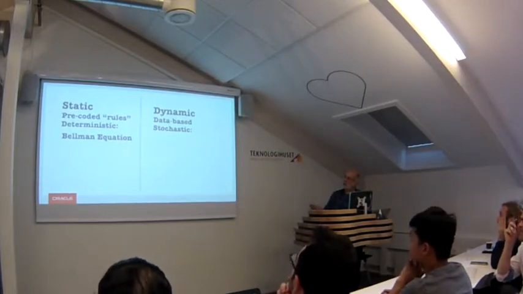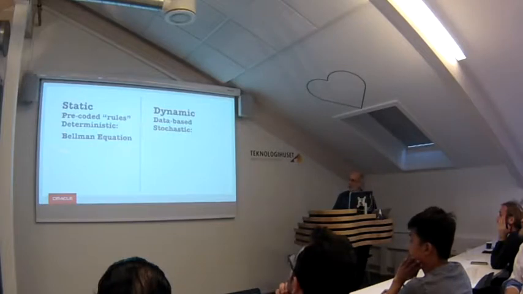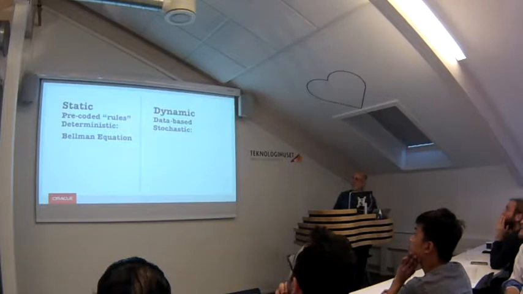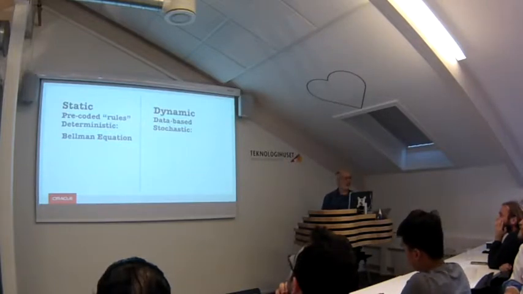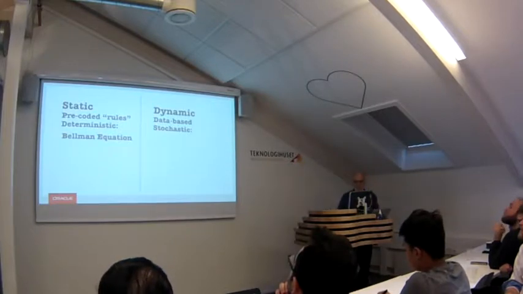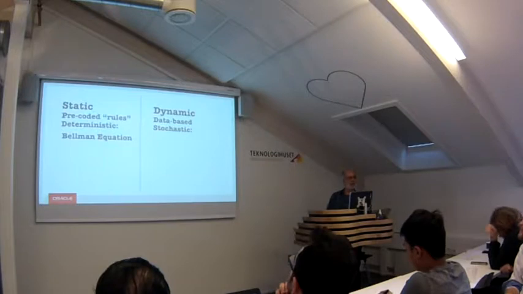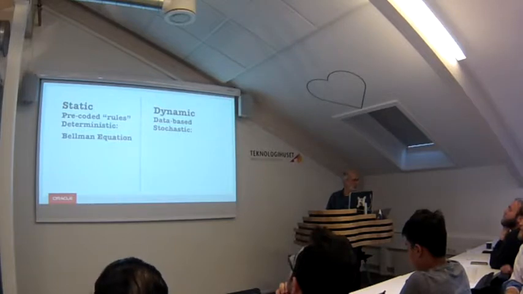Okay? There are the static and the dynamic ones of reinforcement learning. And the Bellman equation that we just looked at is the static one. It is in many ways pre-coded rules. It's very little stochastic, very little room for random things changing around.